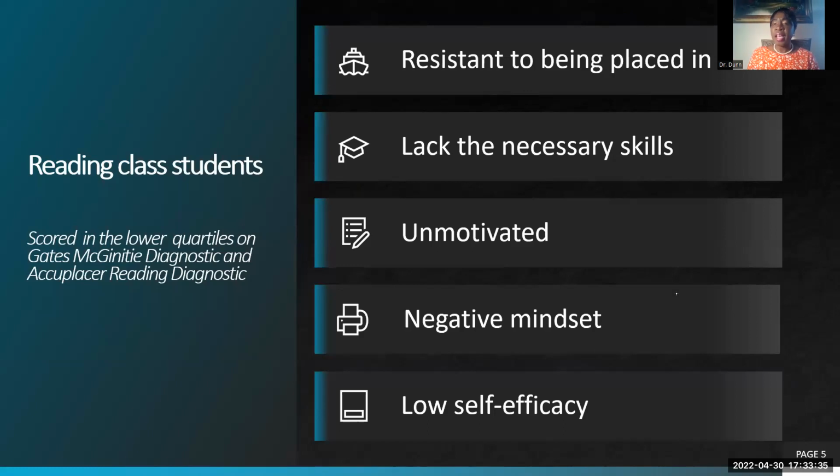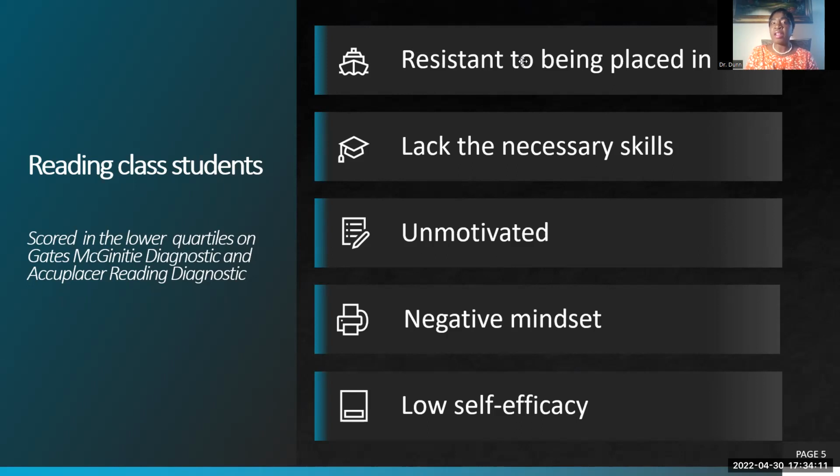The reason I embarked on this research that I'm presenting now, as I explained earlier, is that there is a stigma attached to teaching reading in the college setting, because of the assumption that, okay, I'm already in college, I know how to navigate these spaces, and as a result, I don't need reading classes. So they were very resistant to being placed in the class. They feel as if, okay, I'm the student who's not educationally prepared. That was one of the reasons. They lacked the necessary skills. They were very unmotivated, and a lot had a negative mindset and also low self-efficacy.